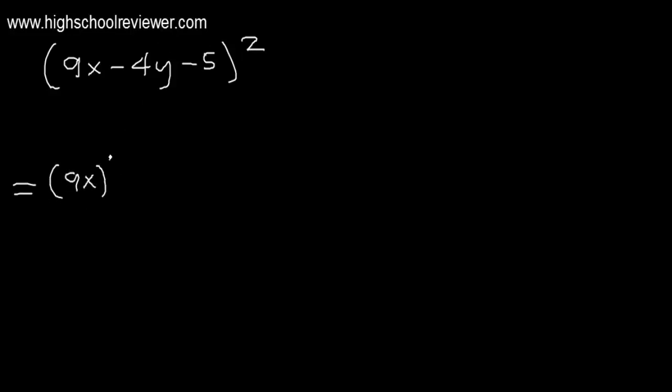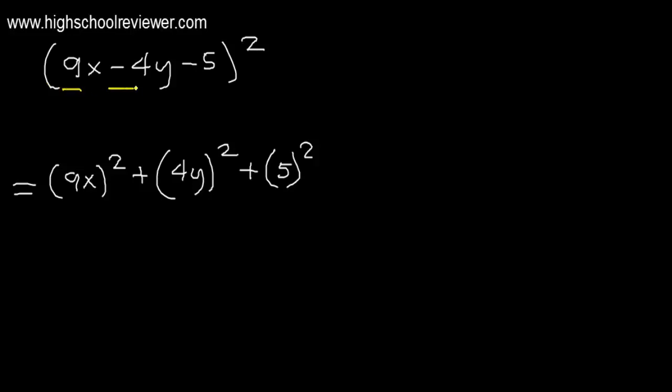Another example, we will have the quantity of 9x minus 4y minus 5 raised to the power of 2. For our solution, first we will get the square of the three terms. The square of the first term, 9x raised to the power of 2, plus the square of the second term, 4y raised to the power of 2, plus the square of the third term, 5 raised to the power of 2. And then we will multiply by 2 the first and the second term.